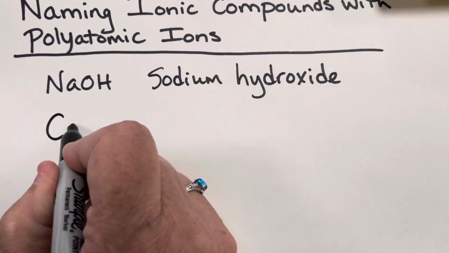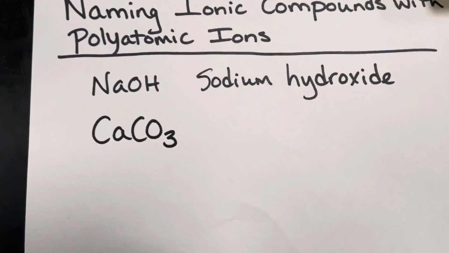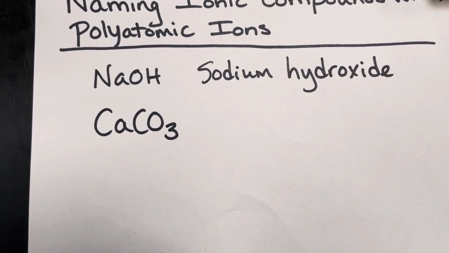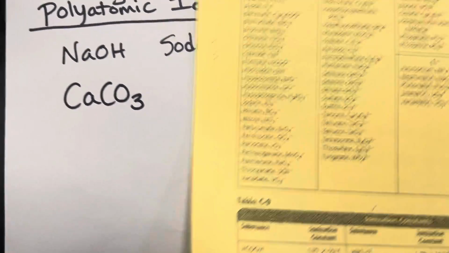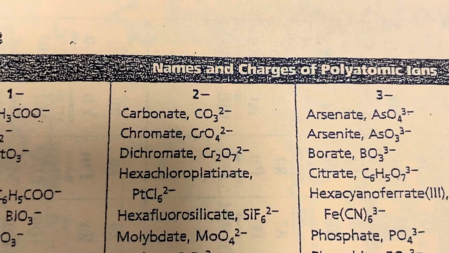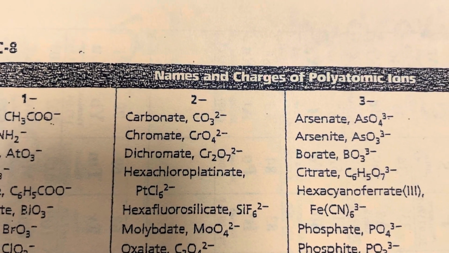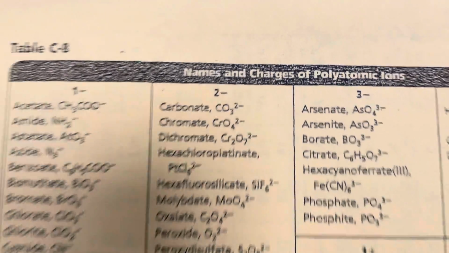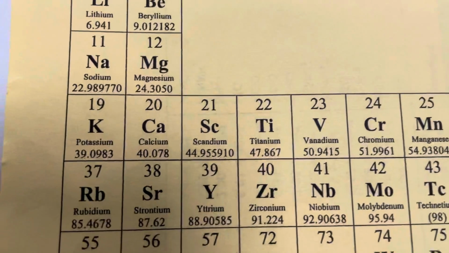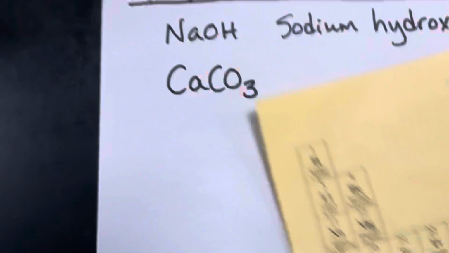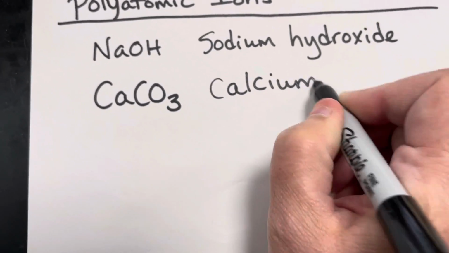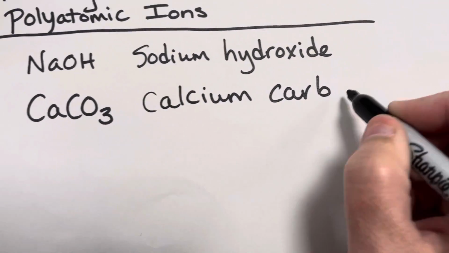Here's another one, CaCO3. Okay, again, 3 capital letters, so we know that we have a polyatomic ion. So we look here at this sheet. If we look carefully, we can see that carbonate is CO3. We know that calcium is Ca. So we write our name out as calcium carbonate.